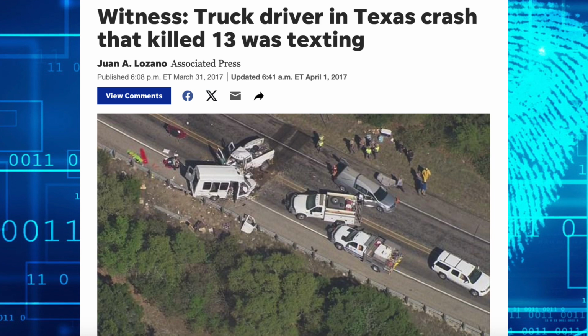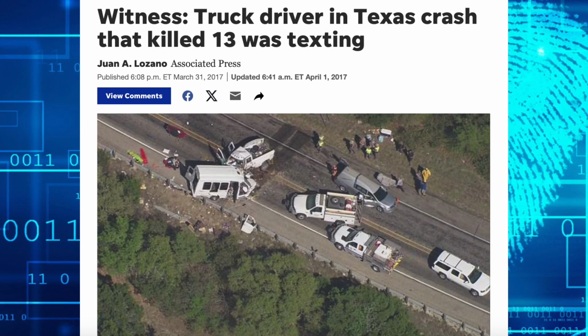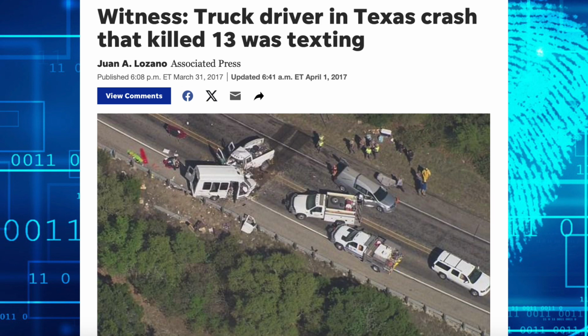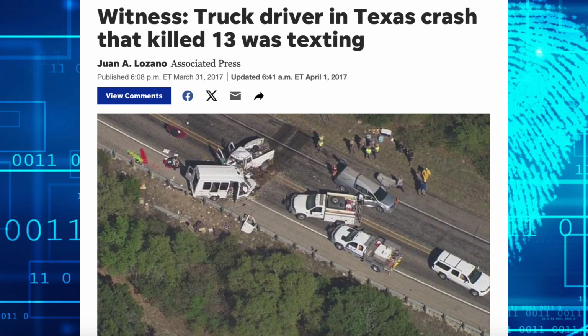That is a lot to take in. Him being on his phone cost 13 lives, and I think that is a huge problem we deal with now, since phones and social media are very popular. People do not know the right place or the right time to be on their phones. When you are on the road, there is never a right time to be on your phone.